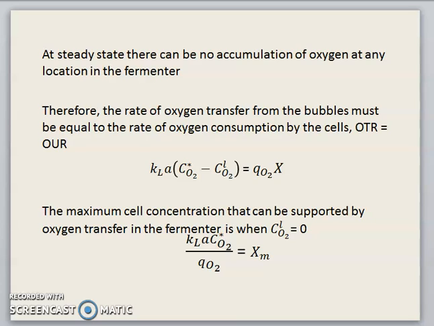The maximum cell concentration that can be supported by the oxygen transfer in the fermenter is when C_O2L is equivalent to 0. Therefore, the equation will become kLa C_O2 star, which means the saturation of the oxygen dissolved in the liquid, over Q_O2 equals X_M.